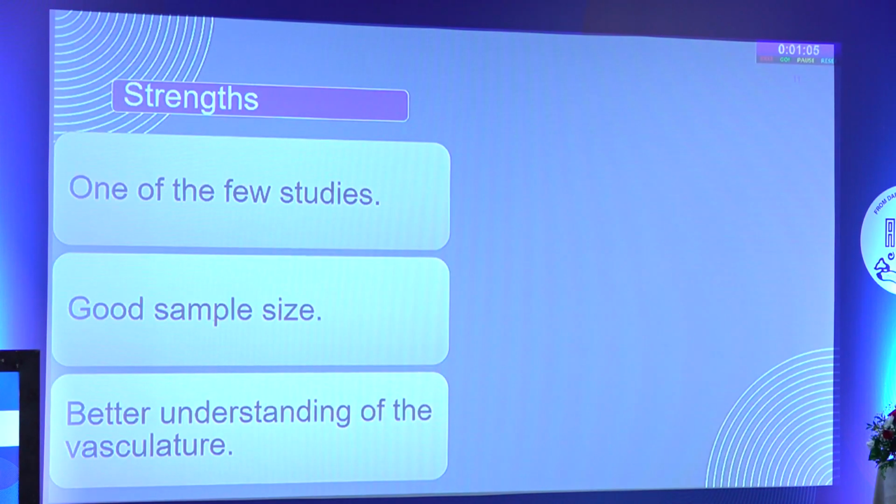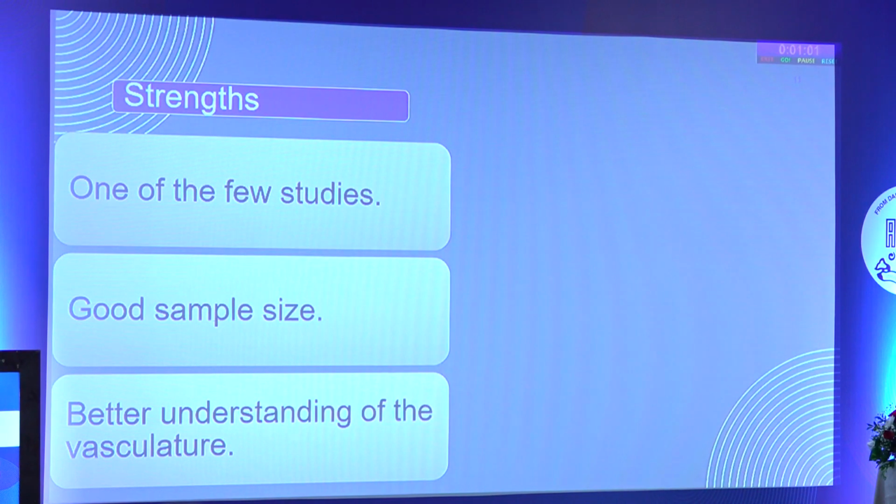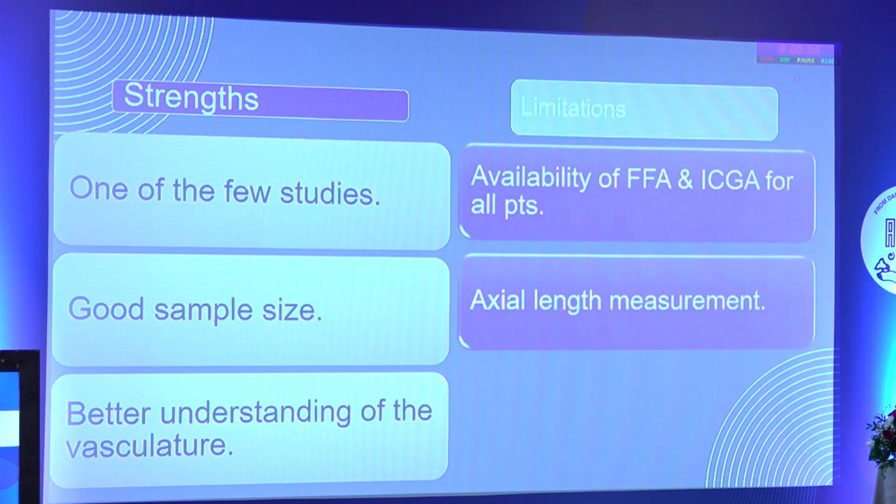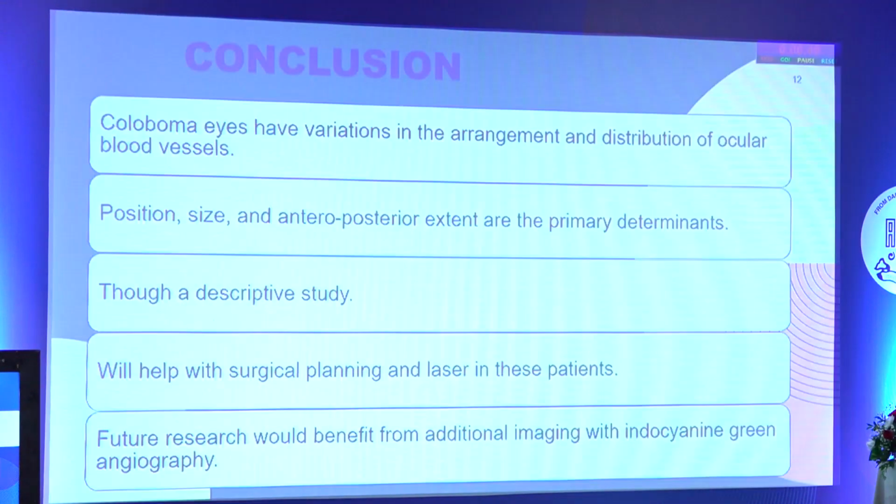So the strengths of our study: it is one of the few studies, the sample size is better, and there is a better understanding of the vasculature, as in we've studied the choroidal vasculature and also the vortex veins. Limitations were that the FFA and ICG were not available for all patients. Axial length measurement was not done for all the patients.